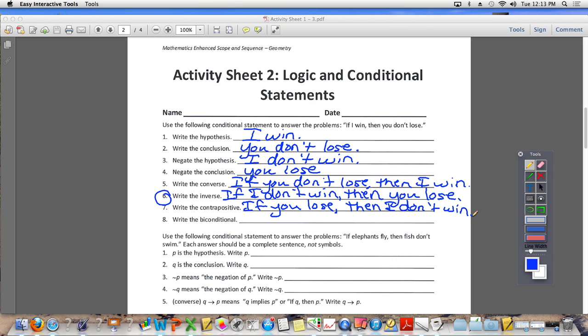All right, write the biconditional. The biconditional means you either go back to the original conditional statement, or you can go to the converse. I'm going to go back to the original. You get rid of if, you get rid of then, and what do you put in place of it? If and only if. So I win, and you can abbreviate if and only if, IFF, you don't lose.